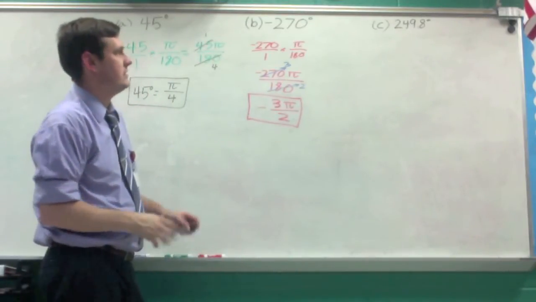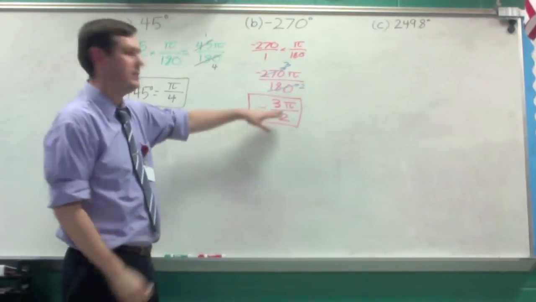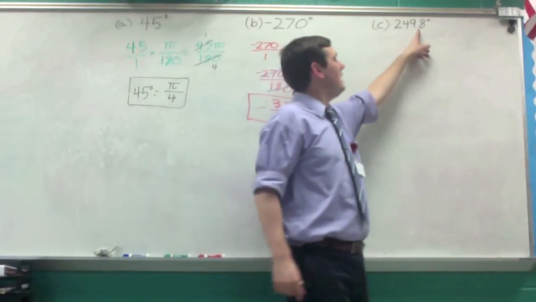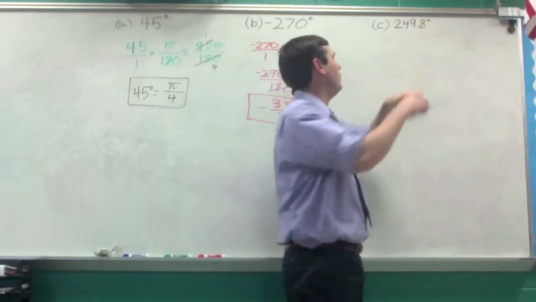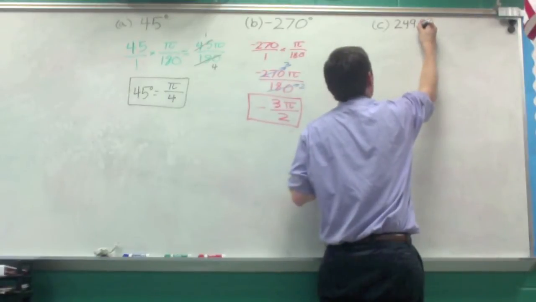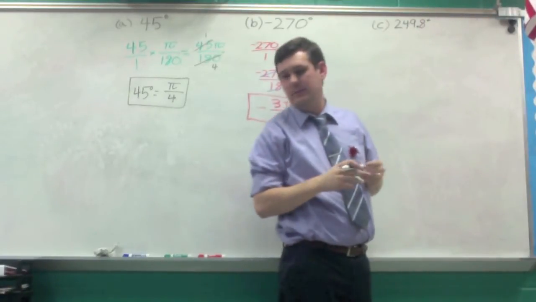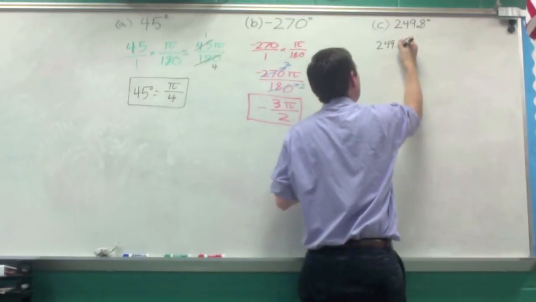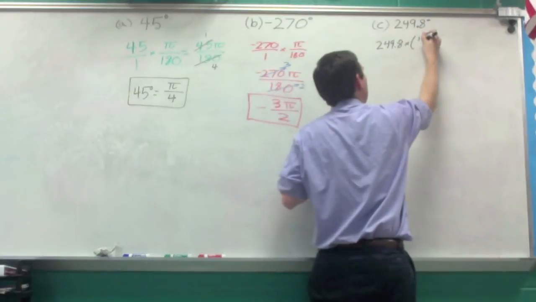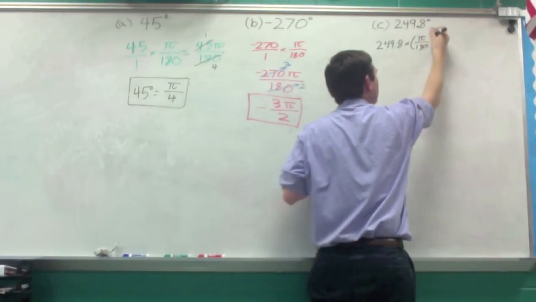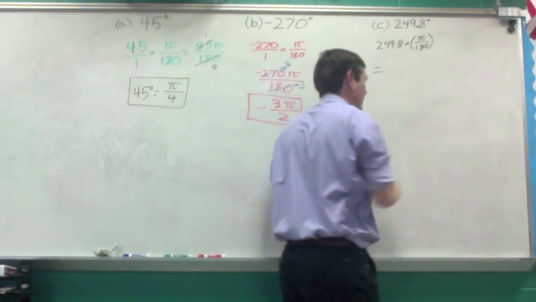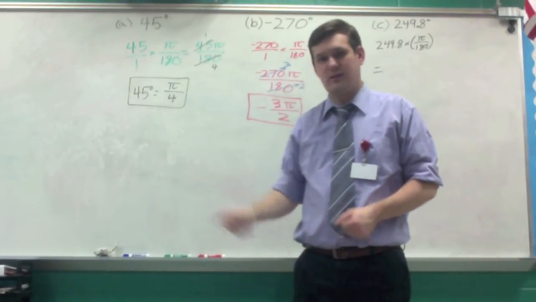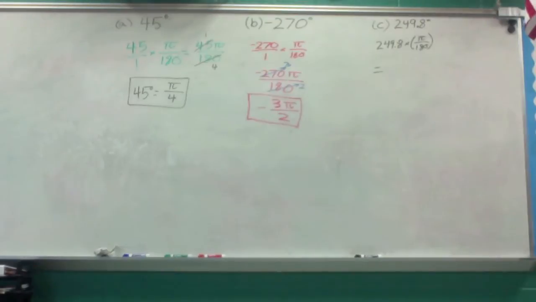The third one is slightly different, because the third one gives a dead giveaway that I'm not leaving it in terms of pi. I am going to round to a decimal. And that's because the problem itself has a decimal in it. It's 249.8. So I'm going to get out a calculator to do that. So I'm going to do 249.8 times pi over 180. And I'm going to put that in the calculator and just see what I get. Remember, to put over in the calculator is divided by. My calculator there. Hold on a second.